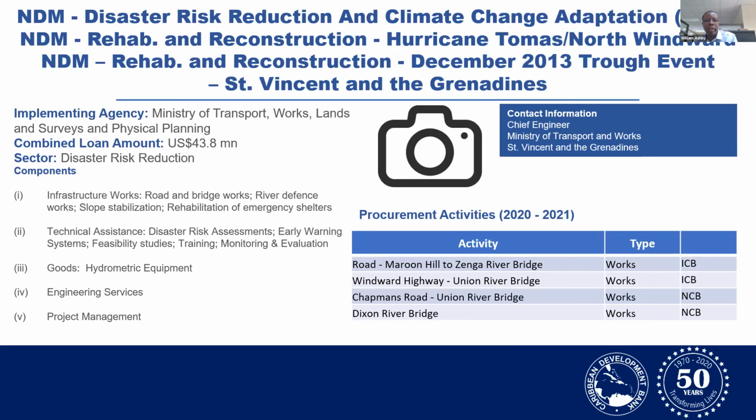This is one in St. Vincent, just two opportunities that are likely to be international competitive bidding here. Again, these come out of a series of rehabilitation or reconstruction loans to the government over a period of time. So we've got two road-related contracts that are likely to be tendered this year. Maroon Hill to Zenga River Bridge and Windward Highway Union River Bridge.